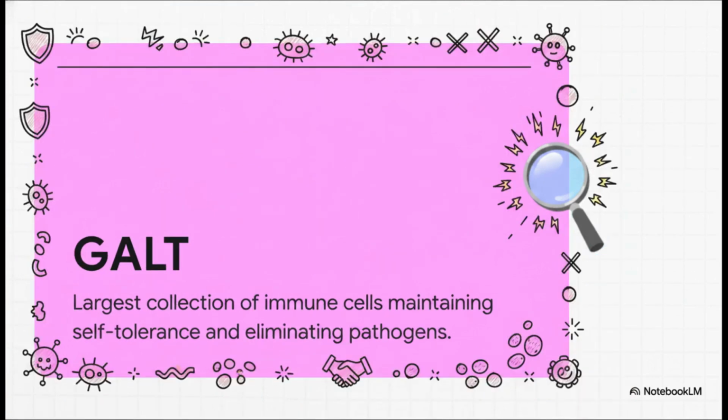Now consider the gut-associated lymphoid tissue, or GALT. It constitutes the largest single collection of immune cells in the human body. GALT manages a delicate biological trade-off. It has to eliminate harmful pathogens while actively maintaining self-tolerance to normal food proteins and commensal microbiome bacteria. Grasping how GALT functions proves essential for evaluating oral tolerance and mucosal immunity.